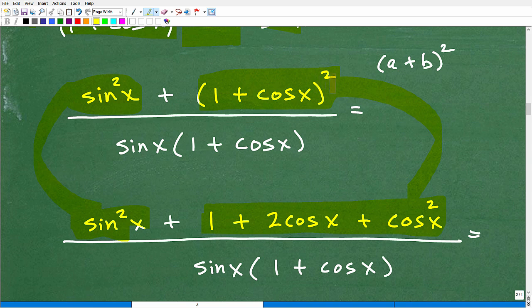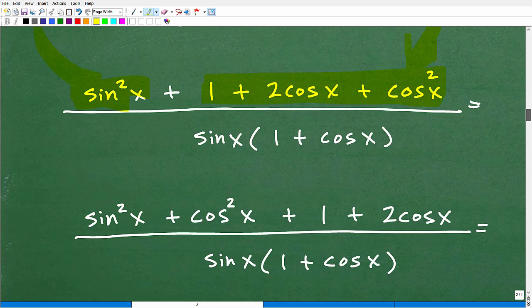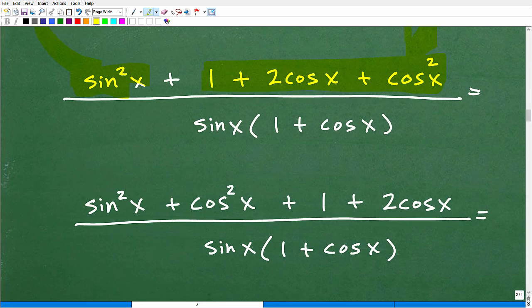Now if you don't know why, or if you're struggling, then that is an indication that your problems right now are above and beyond just trigonometric identities. You have algebra issues. That can be resolved, but you're going to have to go back and practice that stuff. All right, so now I'm saying, okay, what can I do?